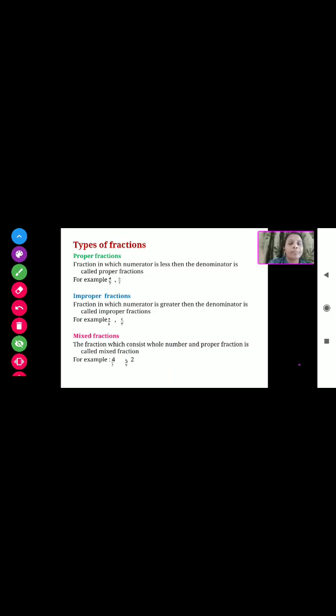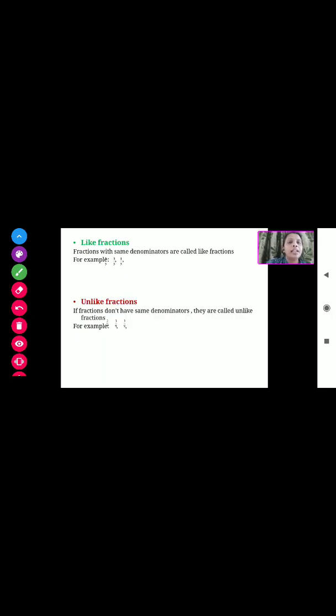Next one is like fractions and unlike fractions. So what is like fractions? Fraction with same denominators are called like fractions. For example, 2 by 3, 1 by 3, 5 by 3, 4 by 3. Here you can see denominators are same. So these all fractions are called like fractions. So when denominators are same, those all fractions are called like fractions.